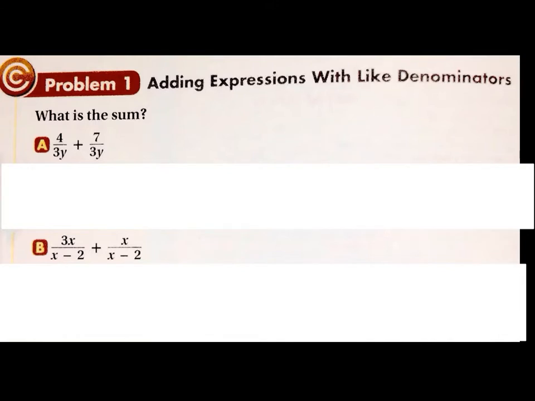Now I want you to think about when you add and subtract fractions, they have to have common denominators, and you add the numerators, but you keep the denominators. So that's what we're going to do here. For example 1, they do have common denominators, 3y and 3y. So we're going to add 4 and 7 up top, and we're going to leave the denominator 3y. And we get 11 over 3y.